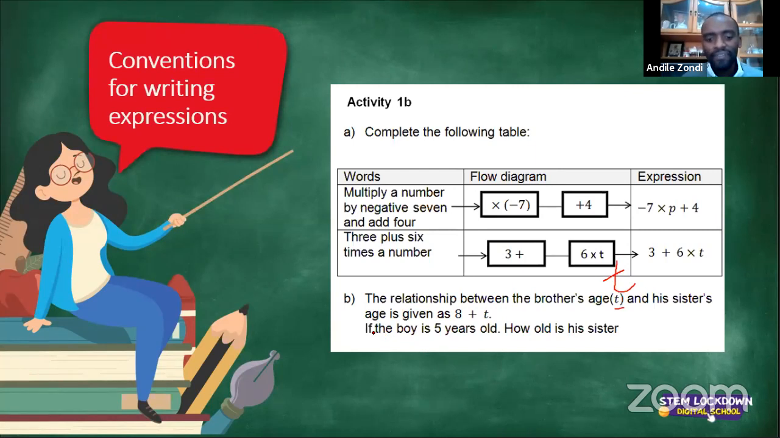Here's a question. If the boy is 5 years old, remember, T is equal to 5. How old is his sister? Please show me how you got your answer and then write your answer in the chat. Okay, I'm getting answers here. Someone has raised their hand. Host, please unmute Mahomoti.